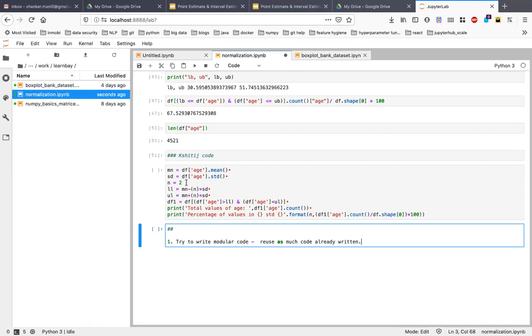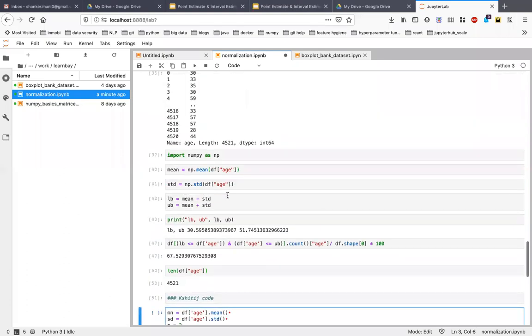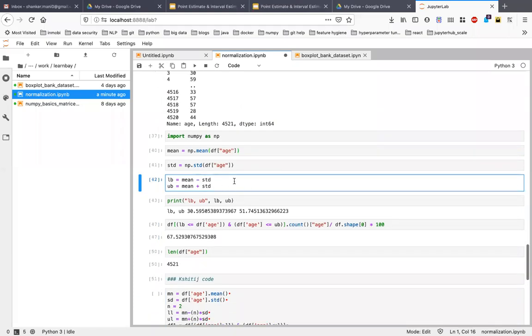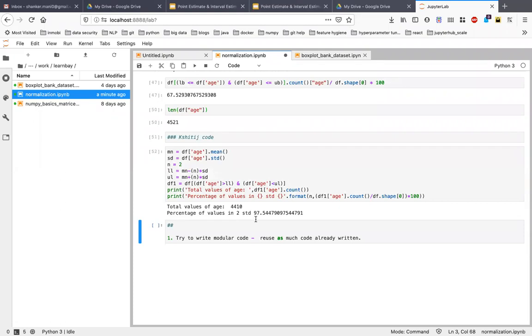In his code he has to only change this n, and everything else remains the same. In my code also, I have to change LB and UB again, and everything else remains the same. Even my code can have some improvement. Every other code changes by a large amount of values. So whenever you write code, keep in mind that I should keep this future ready. You can see 97, actually it should be 95, but anyhow.